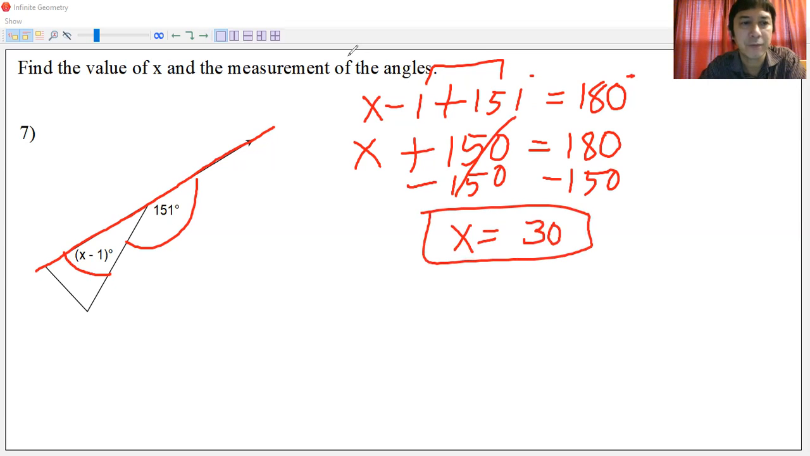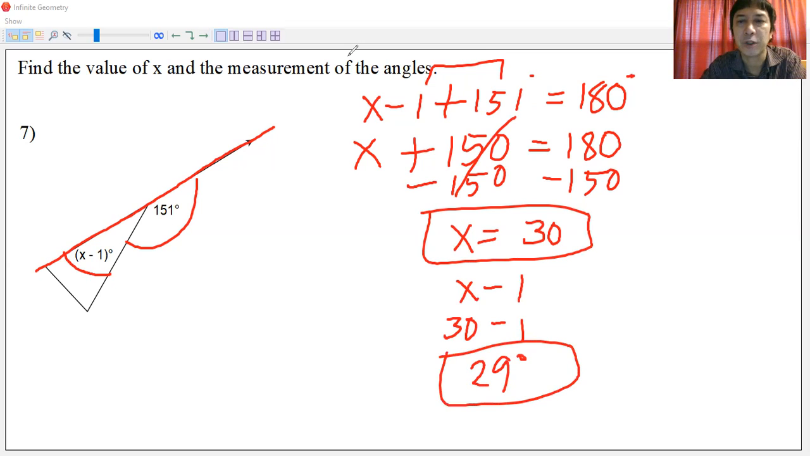So that goes for the x, and we have the value of x. We can solve the other angle by using x minus 1. That means 30 minus 1, and the other is 29 degrees. The other angle is 29. The other is given at 151.